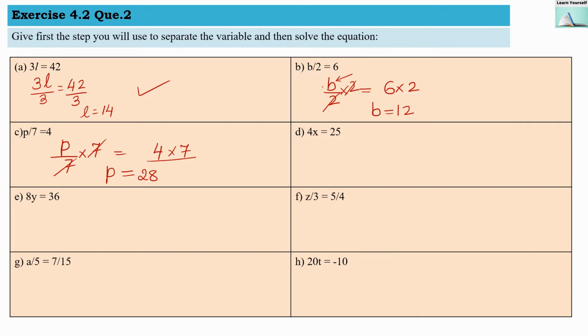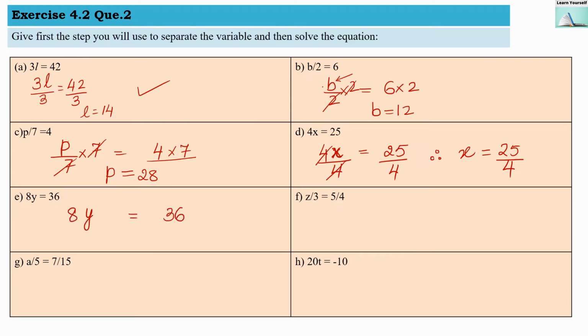D equation is 4x equals 25. Now 4x is on one side and my 25 is on the other side. So I want to separate 4, so I have to divide with 4 on both sides. Then I will get x, because this 4 and this 4 will get cancelled out, and I got the answer 25 divided by 4, and I cannot divide this, so I will keep it as it is, that is 25 by 4.